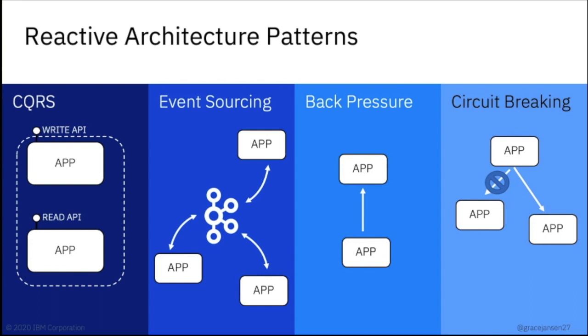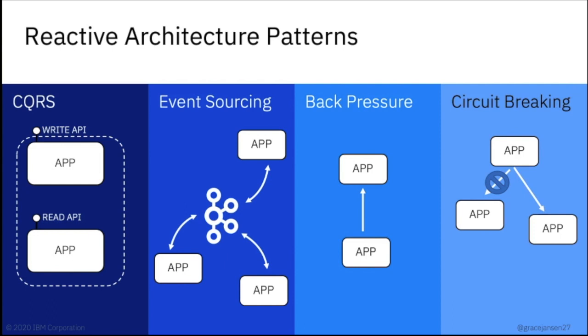So the first one is CQRS, which stands for Command Query Responsibility Segregation, and when you boil it down, it's all about splitting out the read and the write APIs within an application to make the availability of data greater, enabling that high availability that we want within reactive applications.